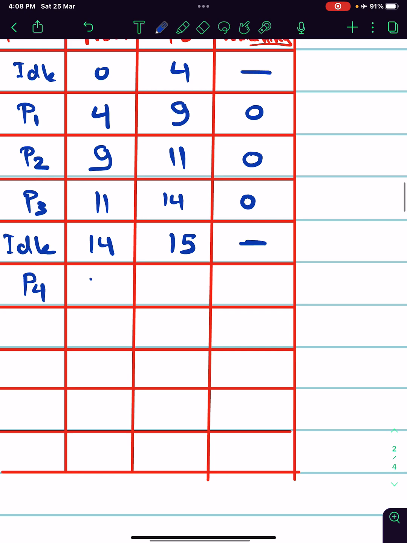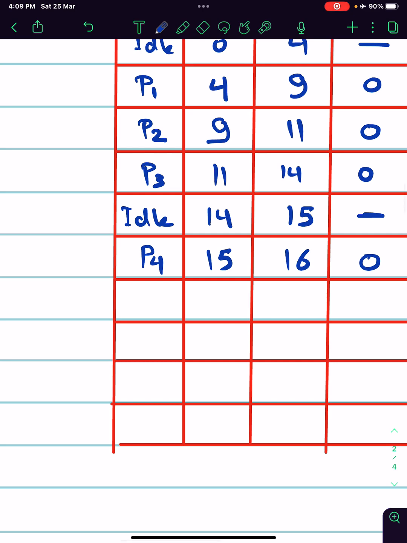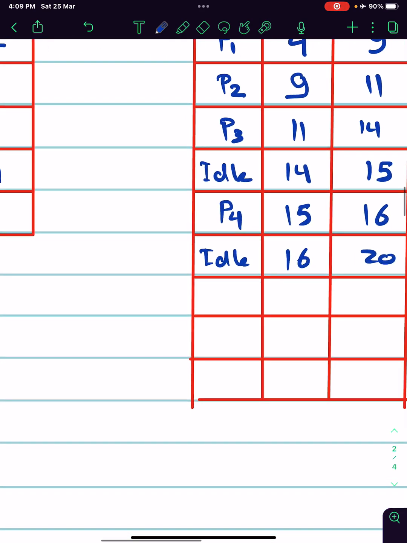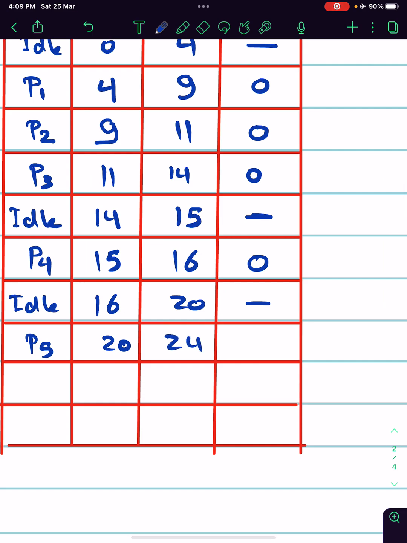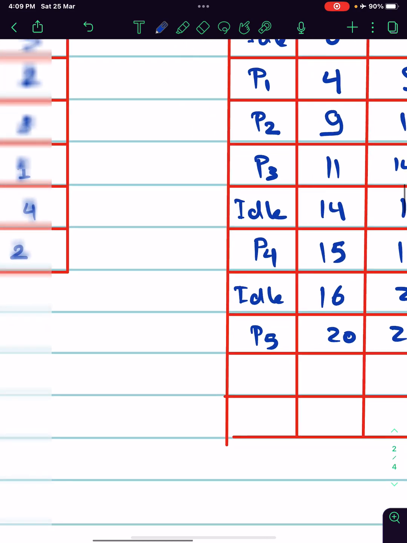All right, here 15 is going to work all the way to 16 with no remaining time because the burst is 1. And then you have another idle state from 16 to 20 here because the next arrival is at time 20. So P5 arrives at time 20. It has a burst of 4, so it's going to finish at 24 here, and the remaining time is 0.